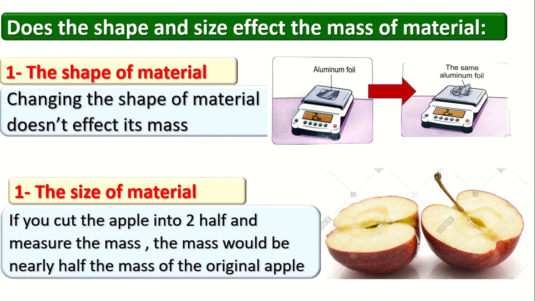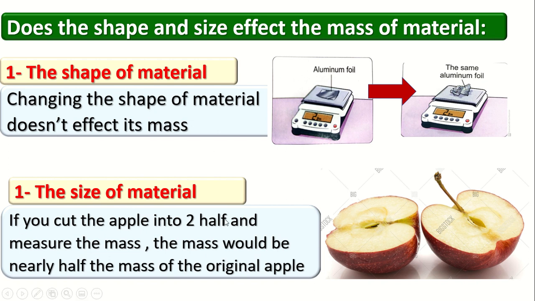Okay, now let's talk about what can affect the mass. Can the shape or the size affect the mass? Let's see together. At first, here we have a piece of aluminum foil. Let's measure its mass. Its mass is 2 grams. If I take this aluminum foil and crush it with my hand, its shape will change, right? Now, if I put it on the scale again to measure its mass, we find that it also has 2 grams. So is the shape affecting the mass? No. The shape may change, but the mass doesn't change. So the shape doesn't affect the mass.